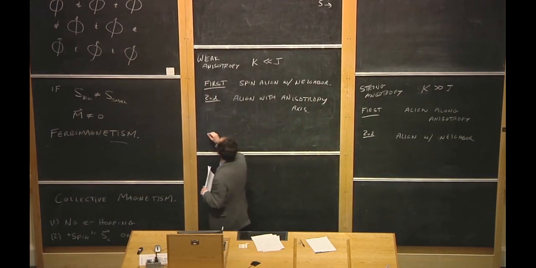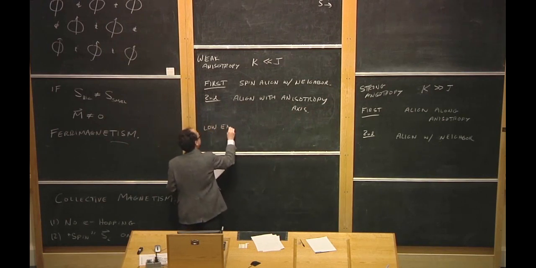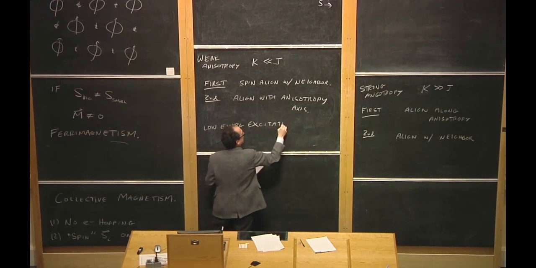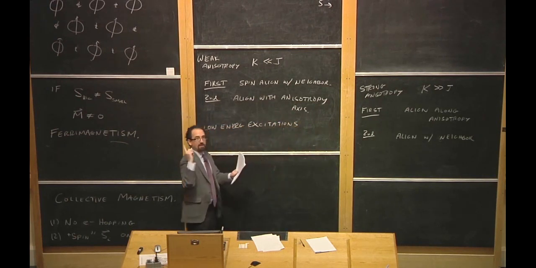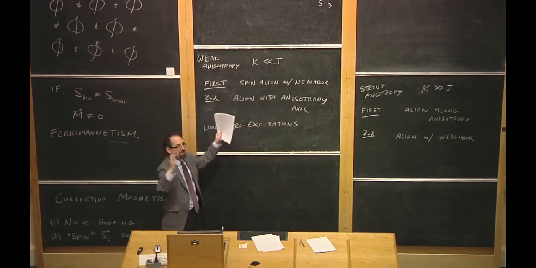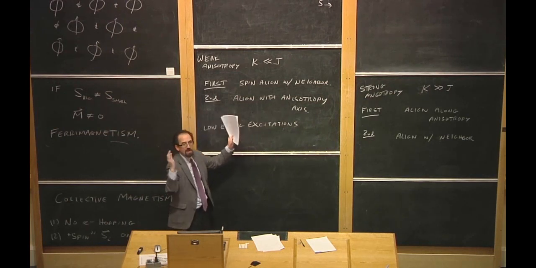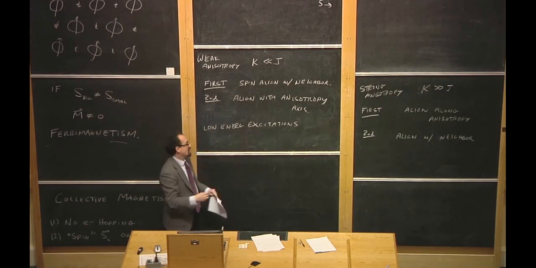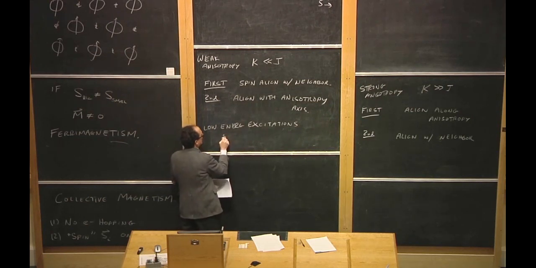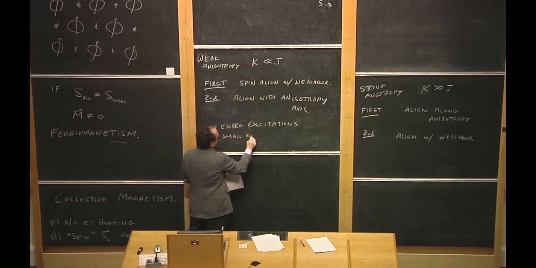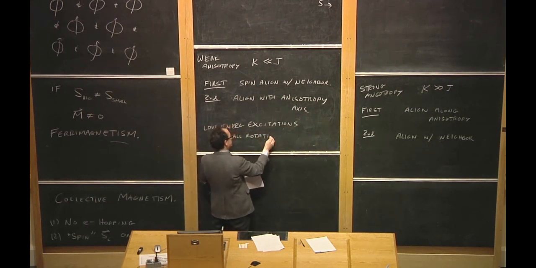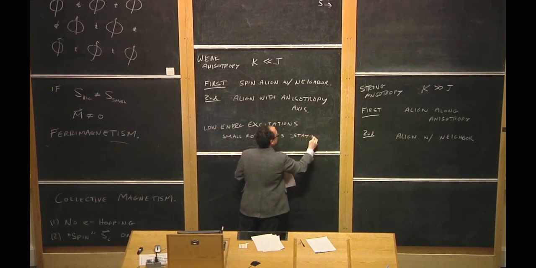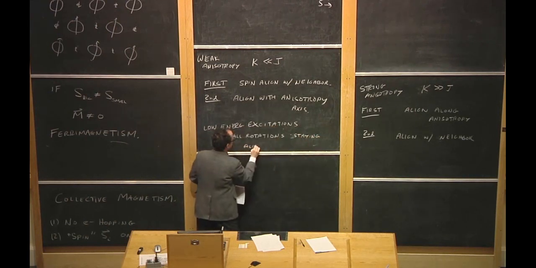So in this case, the low energy excitations are small angular rotations of a whole bunch of spins. Everyone stays more or less aligned with their neighbors, but they rotate just a little bit from the anisotropy axis. So this is small rotations, staying aligned with neighbors.